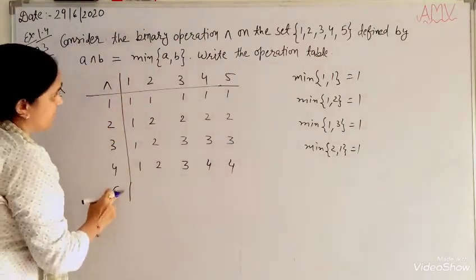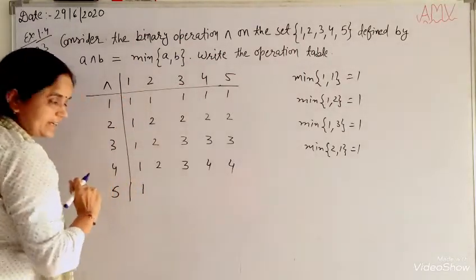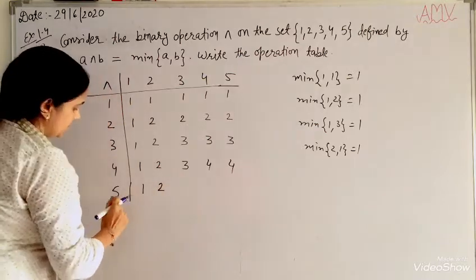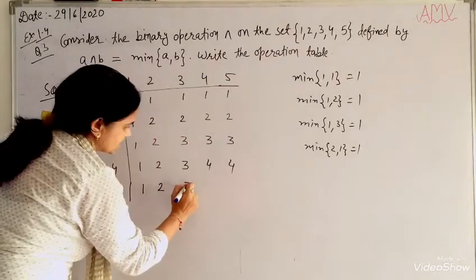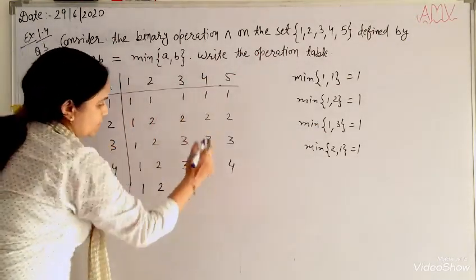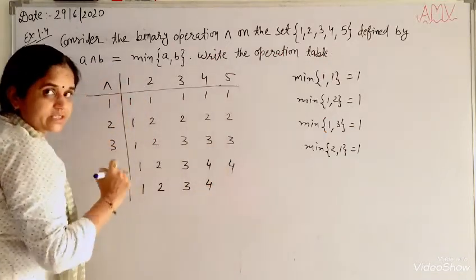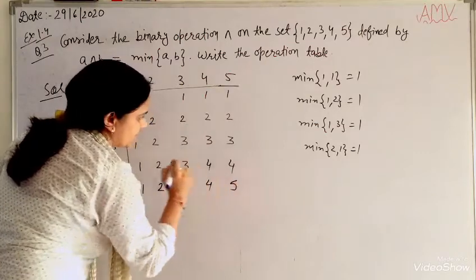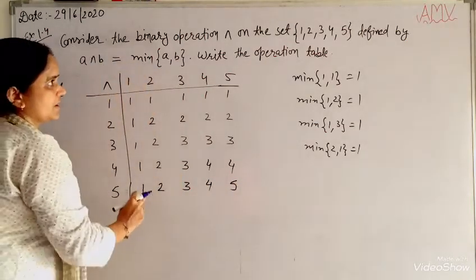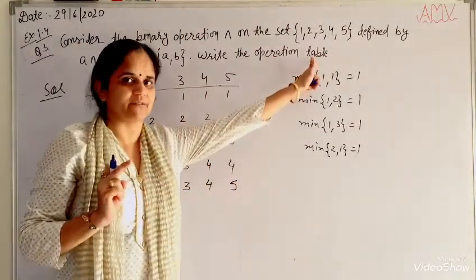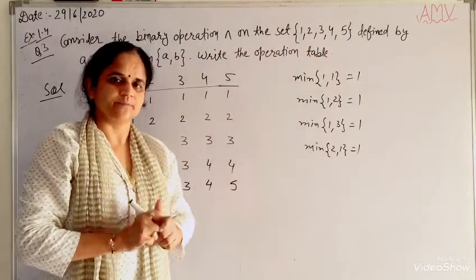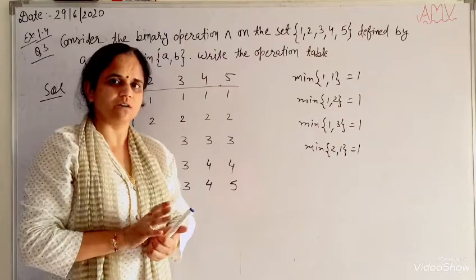Now with 5 and 1, you will get 1. 5 and 2 is 2. 5 and 3 is 3. 5 and 4, the minimum is 4. And the minimum of 5 and 5 is 5. So this is known as the operation table. Okay students, question 3 is over. Now move to question number 4.